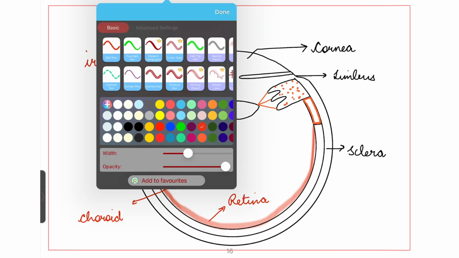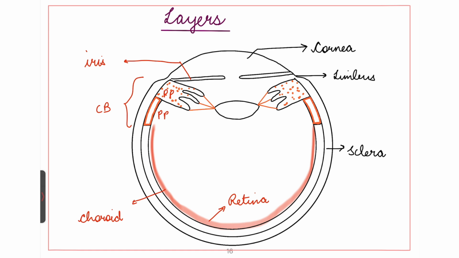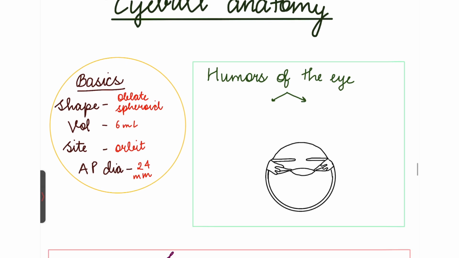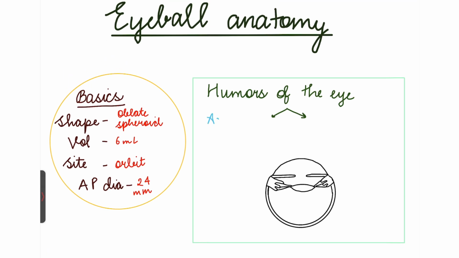Let's look at some more structures which are not part of the layers as such. So we have the pupil here, the crystalline lens, and the ciliary zonules. We have two humors of the eye, the aqueous humor and the vitreous humor. Aqueous has the word aqua. Aqua means watery, so it has a watery consistency. And vitreous means glass, so it has a glass-like, jelly-like consistency.